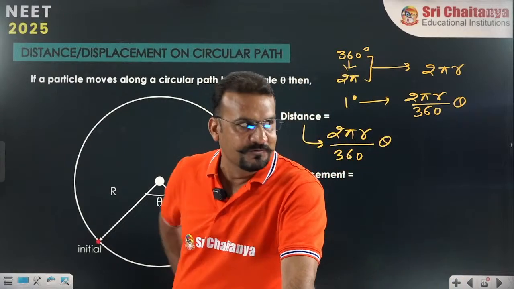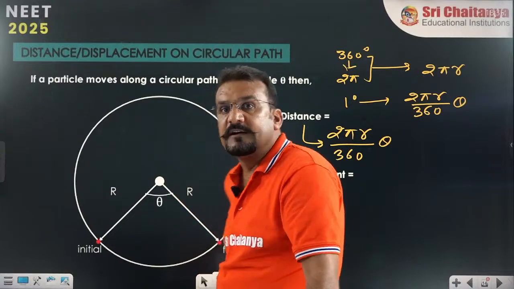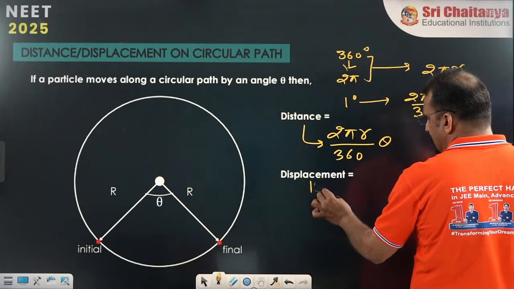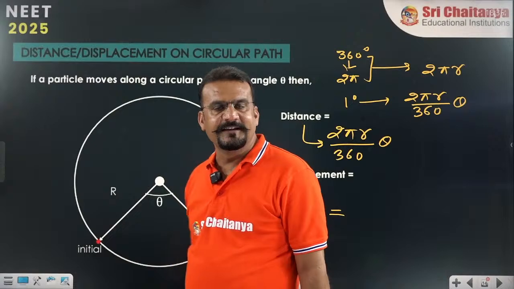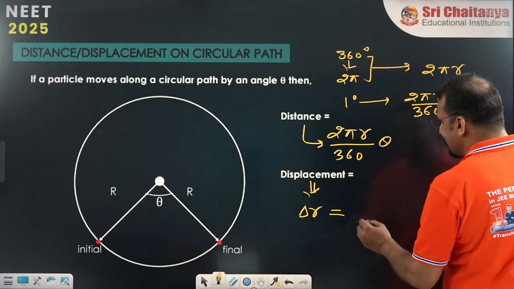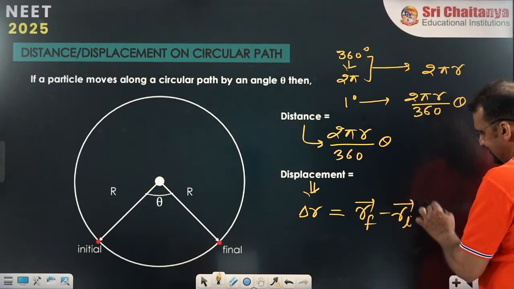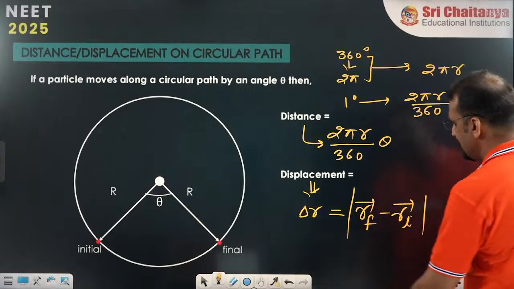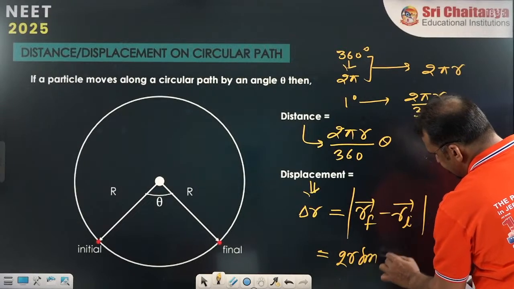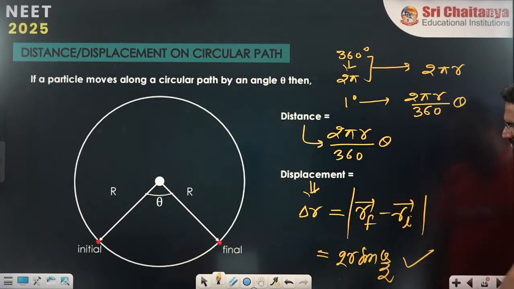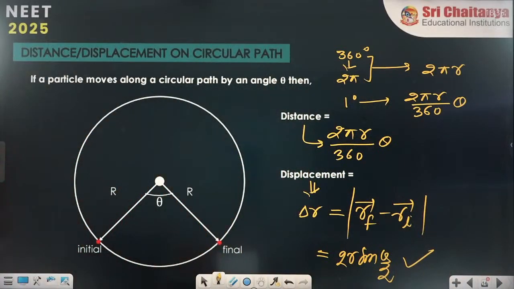Yesterday only I told you. Displacement means final position minus initial position. What is the final position? Final position minus initial position. R are the final and initial position. And yesterday what I told you, two vectors, R final minus R initial, with the same magnitude, then this is going to be 2R sin theta by 2. Do you remember or forget this? So this is the displacement. Directly it can be asked. So that's why vector is also very necessary.